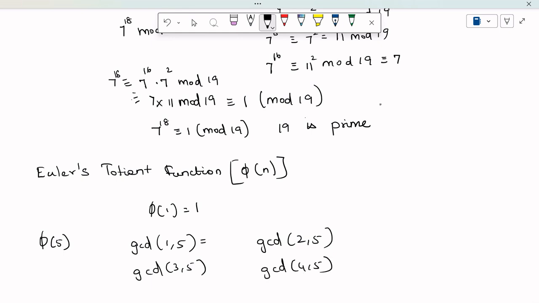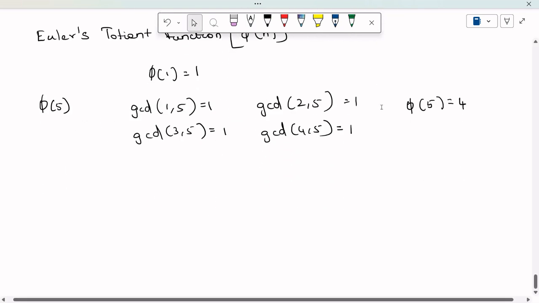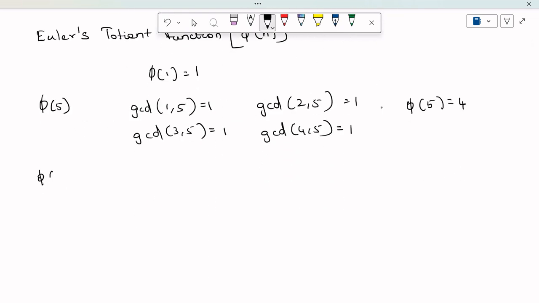What is the GCD of 1 and 5? It is 1. GCD of 2 and 5 is 1, 3 and 5 is 1, and 4 and 5 is 1. So what is the count? What is phi of 5? 1, 2, 3, 4. So phi of 5 is 4. Now try it out with phi of 8. What is phi of 8? Values less than 8 and relatively prime to 8. Let me list out the values. So 1 and 8.